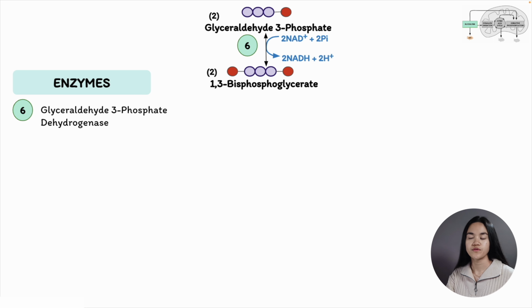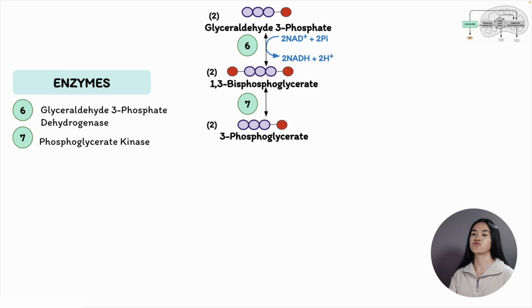From here, 1,3-bisphosphoglycerate is converted to 3-phosphoglycerate. This is a reversible reaction. The enzyme catalyzing this step is phosphoglycerate kinase. It's going to transfer the phosphate group from 1,3-bisphosphoglycerate to ADP. And so we're going to produce 1 ATP. This is known as substrate level phosphorylation, because we're producing ATP by direct transfer of a phosphate group to ADP.